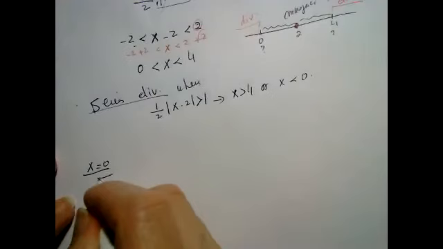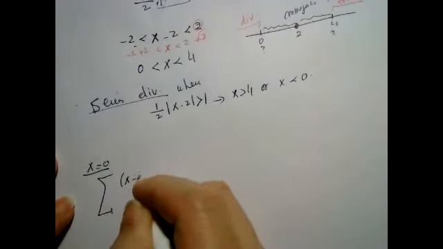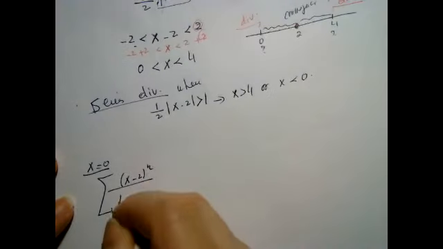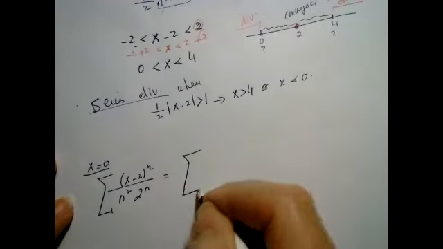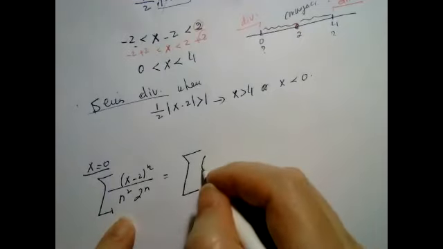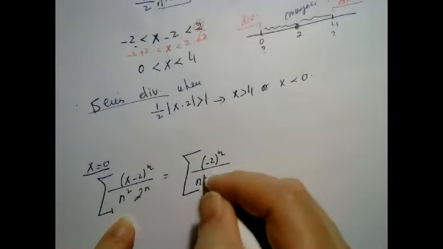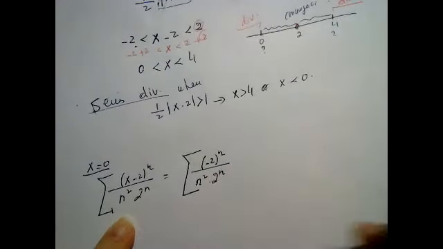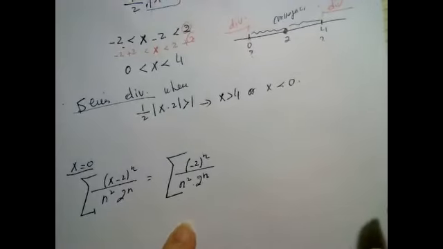We plug in 0 into the expression of the series. So my series was, I plug in 0 into it. So I plug in 0 for x. I will have minus 2 to the n over n squared 2 to the n. And now it's this new series, which is a series of numbers. I have to decide whether it converges or not.